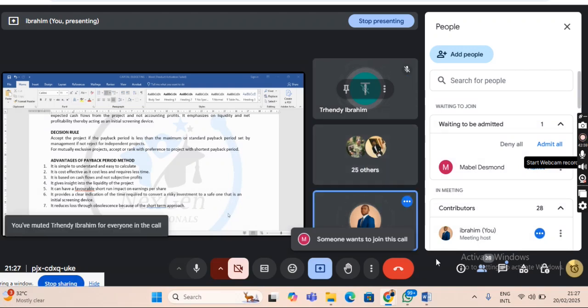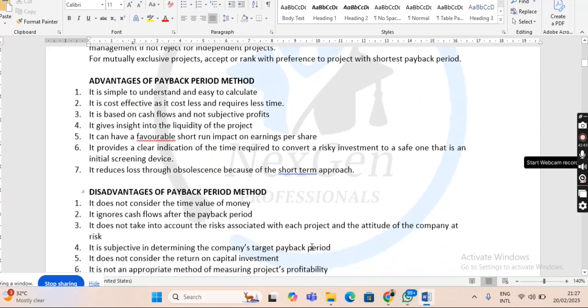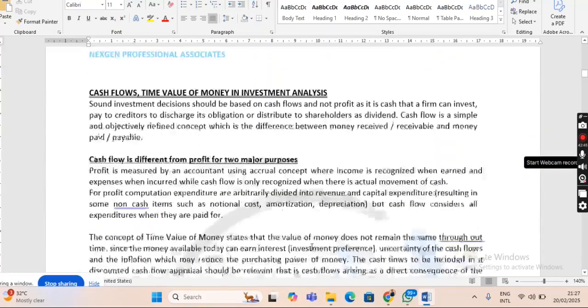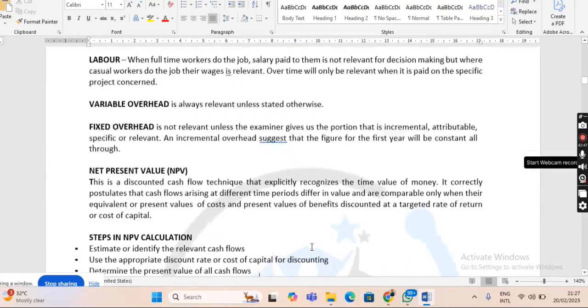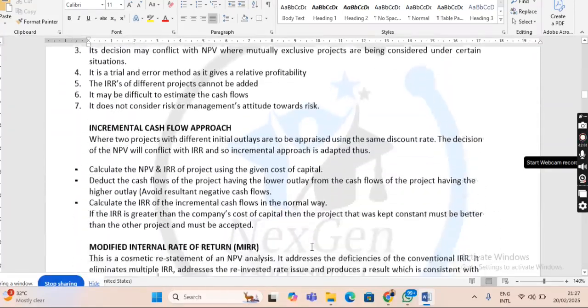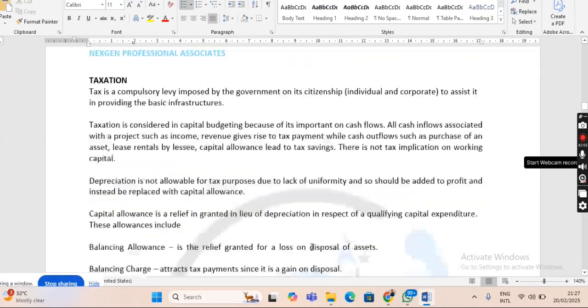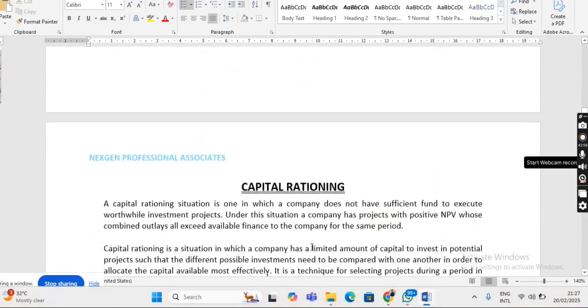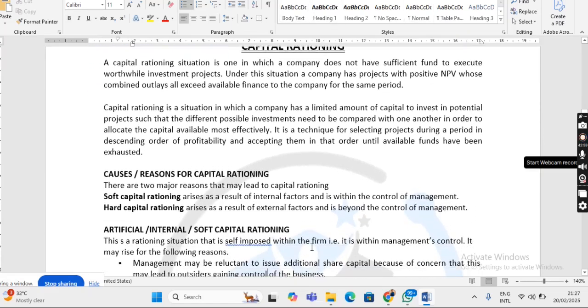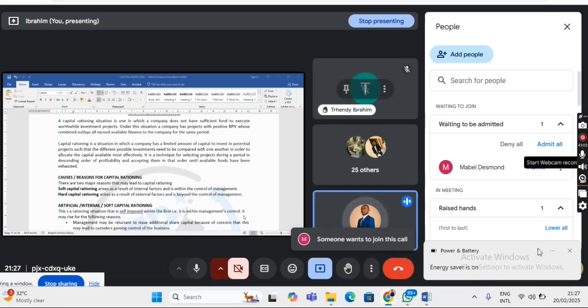I've explained the meaning of capital rationing, right? So capital rationing is when a company has insufficient funds to execute a project, right? Okay, now, what are the causes of capital rationing? Right? What are the causes?